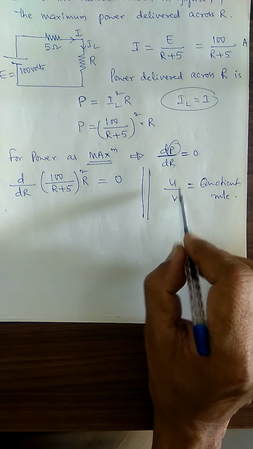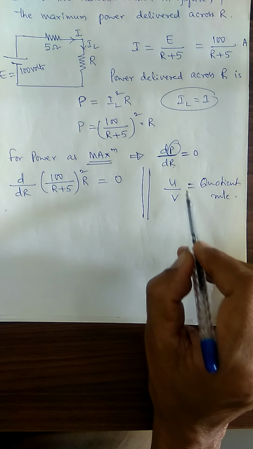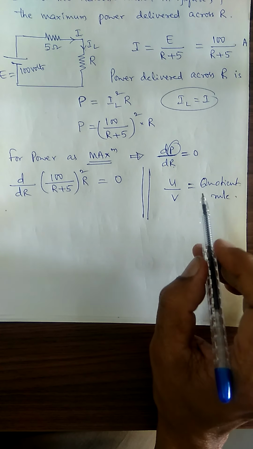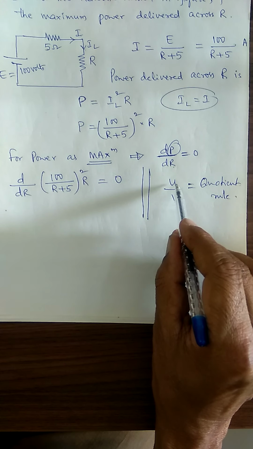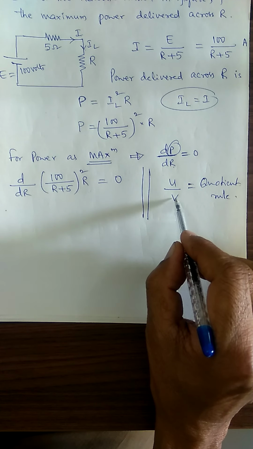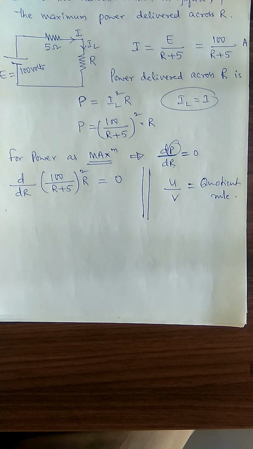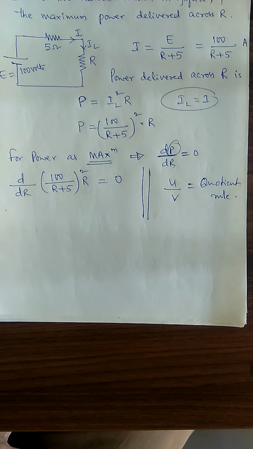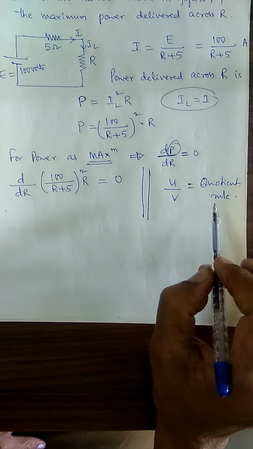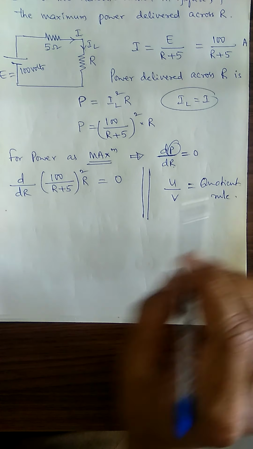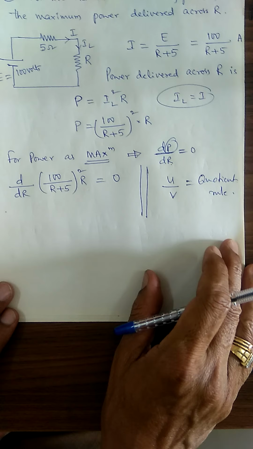U by V: V into U dash minus U into V dash, divided by V square. That is the formula for the quotient rule. In second PUC, you have already come across the quotient rule of differentiation, the product rule and the quotient rule. This is the quotient rule. So apply the quotient rule here and answer it.